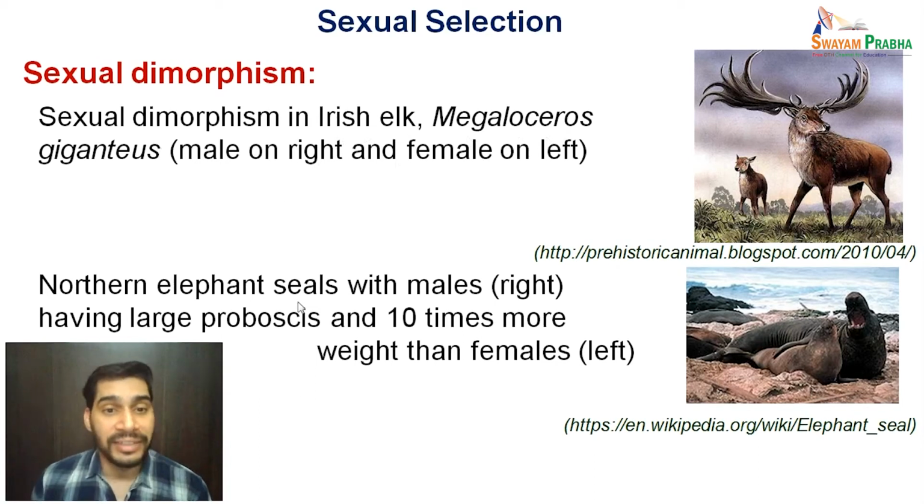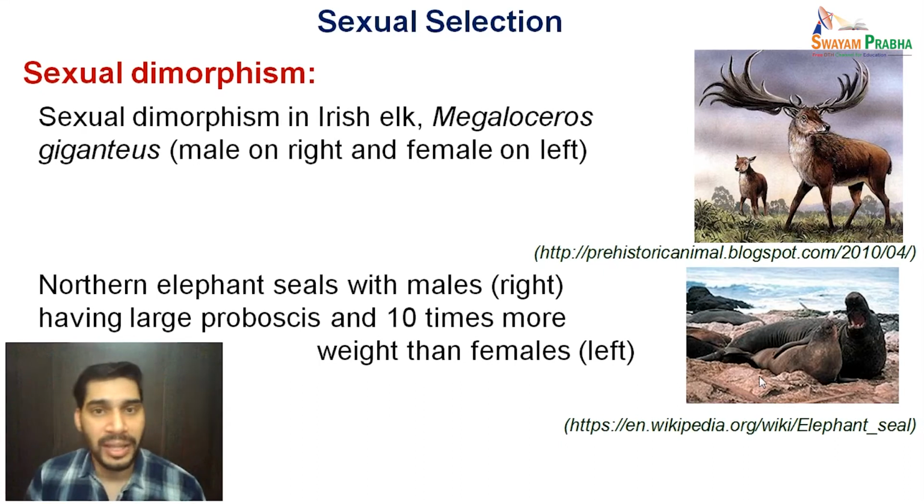The northern elephant seals, with males having large proboscis and almost 10 times more weight than the females. Here this is the male on the right side, and this is the female on the left side.